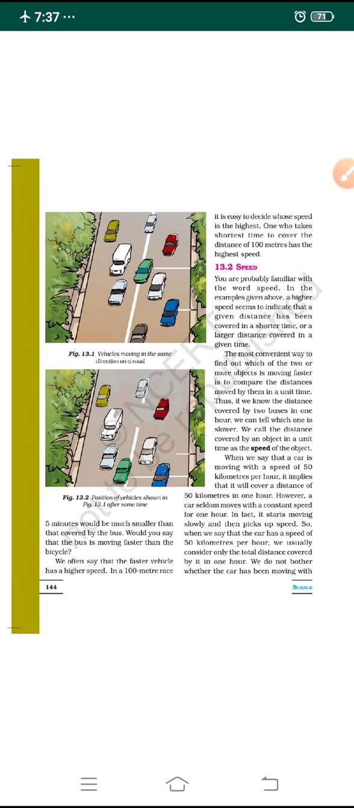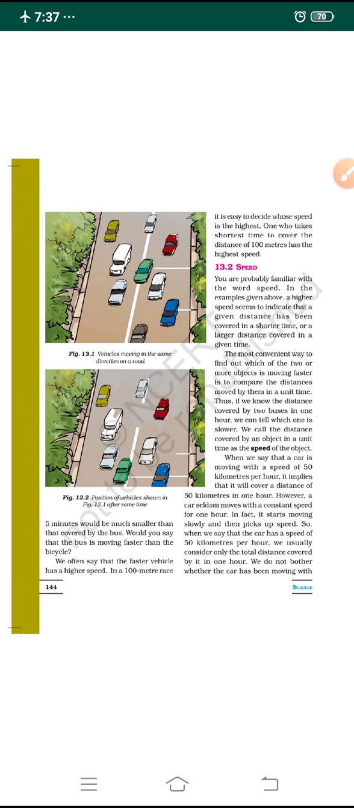Dear students, in the previous class I started the new lesson, that is motion and time. In the first class we discussed the concept of speed, and slow and fast. We discussed the vehicles which are moving in the same direction and in different directions, their positions after some time, and the distance covered by them.